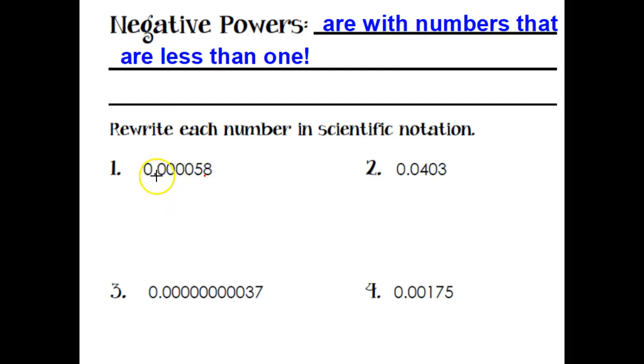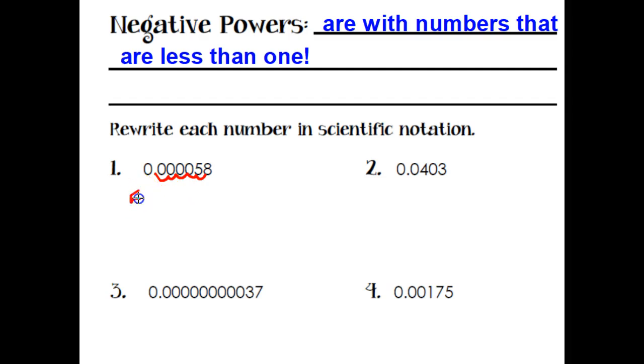Okay? So we loop the loop. Notice it just depends on where you loop the loop. Some people loop the loop back to the decimal. Some people loop the loop this way. I don't go left or right. I know it's going to be negative because this number is less than 1. All right. So we loop the loop. 1, 2, 3, 4, 5. 1, 2, 3, 4, 5.